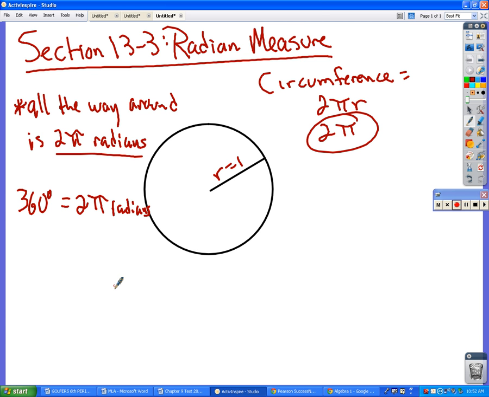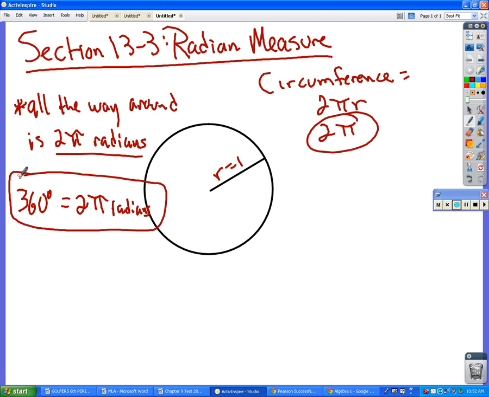A lot of times you put RAD as an abbreviation. That's because r could be confused with radius, which is why it's called radians, because it relates to the radius of the circle. But anyway, 360 degrees is equal to 2 pi radians.